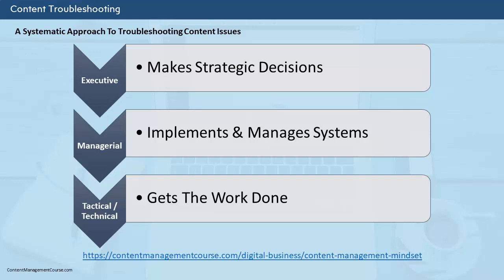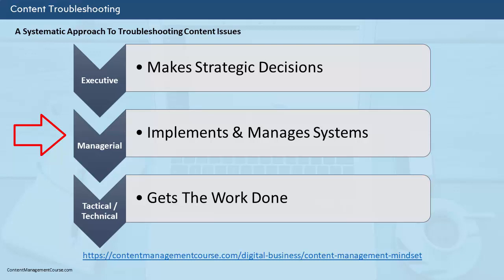So let's go through these. The executive level is where strategic decisions get made, like defining your business vision and setting targets, goals, and objectives. The managerial level is where decisions get made that affect how your business will achieve the strategic goals and targets set by the executive level.